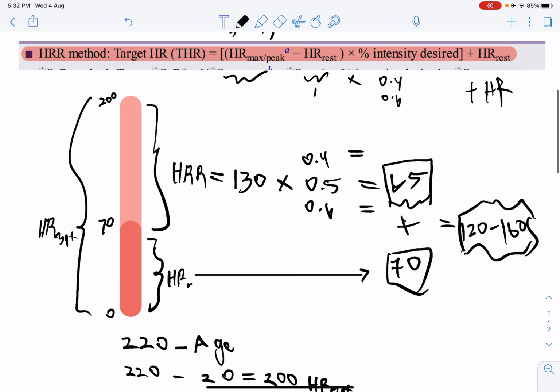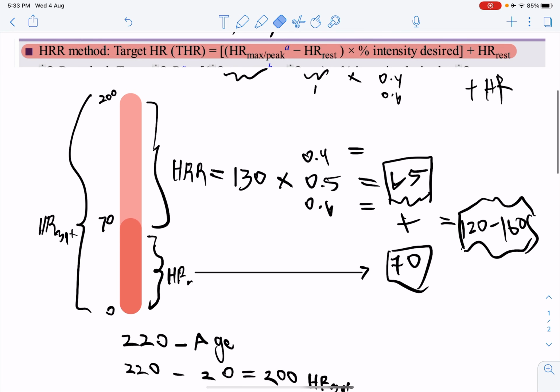It's fairly easy. You can just look at this graph. You can just look at this graph here, right? That's all.